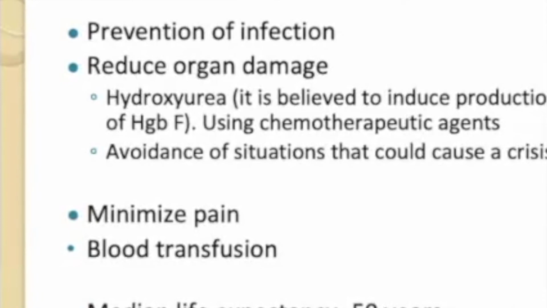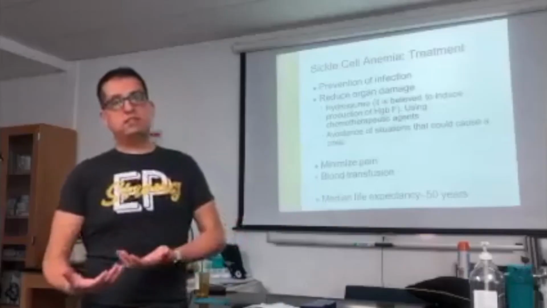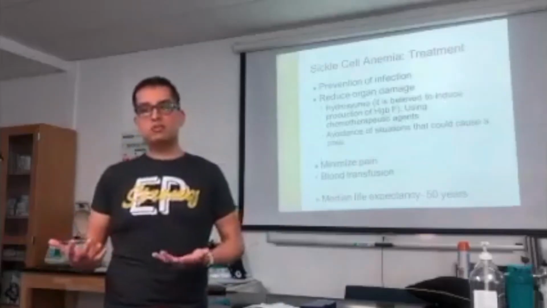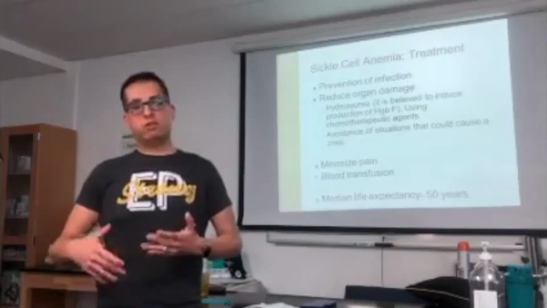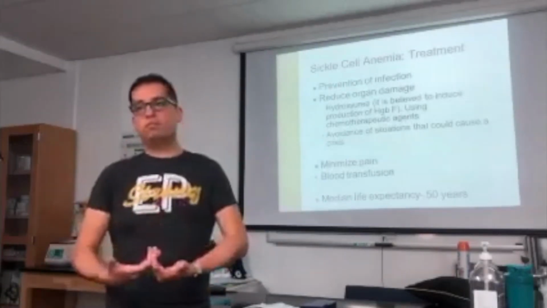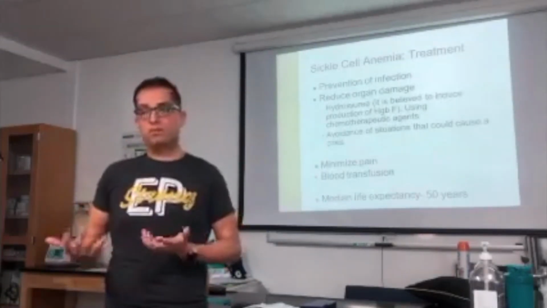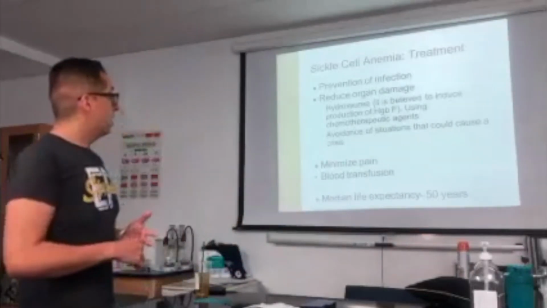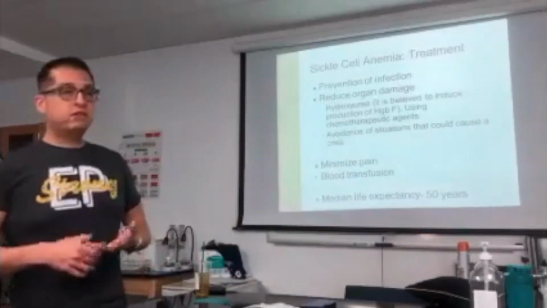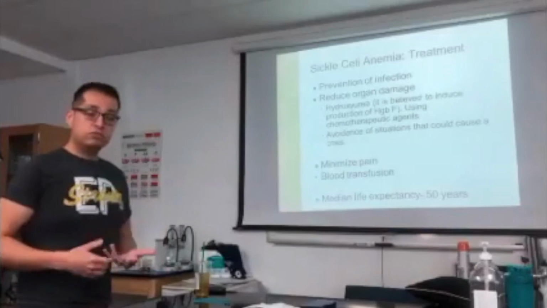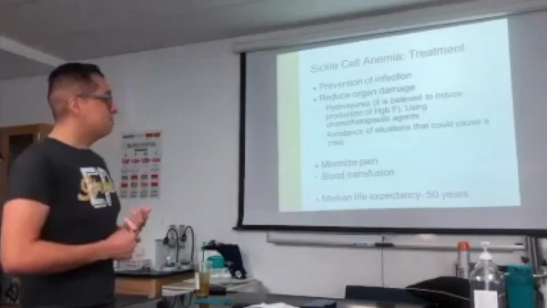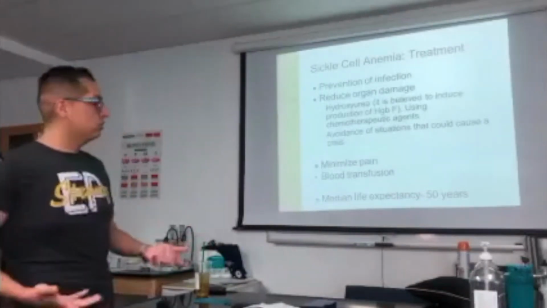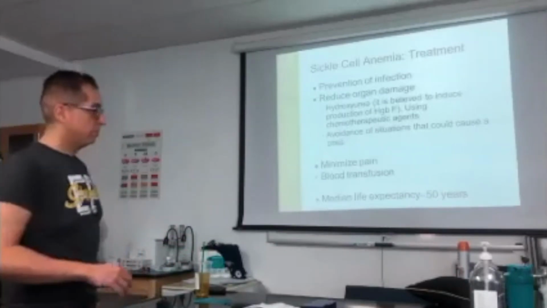So again, how would we reduce that? Obviously by telling the patient that they can't fly or travel as much, or if they do, it's going to have to be by car, but not really by flight. Minimize the amount of pain. Again, like I'm saying, suppressive therapy. Blood transfusions is another way. And the median life expectancy, again, is usually a full life at approximately 50 years.